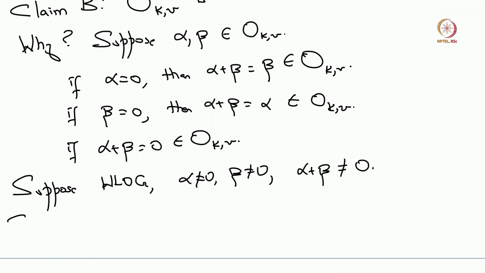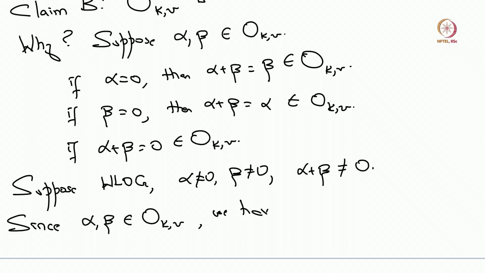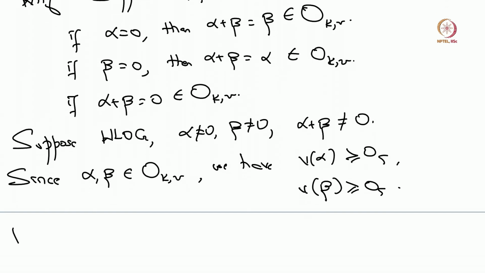And once again, since alpha and beta belong to OKV, we have that the valuation of alpha is larger than or equal to the identity element of gamma, and the valuation of beta is larger than or equal to the identity element of gamma. And what we want to show, that alpha plus beta belongs to OKV. Alpha plus beta, by assumption, is not 0, so what we want to show is that the valuation of alpha plus beta is larger than or equal to the identity element of gamma.